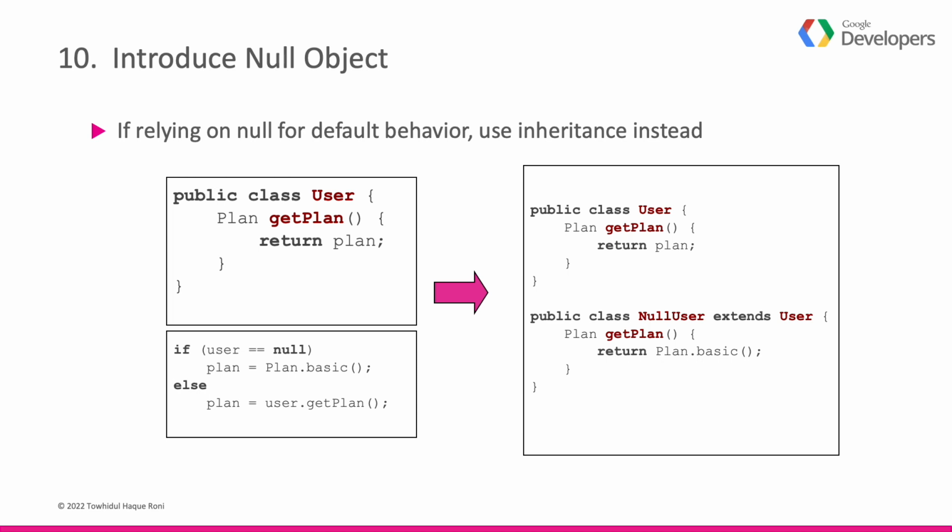To avoid using null for default behavior, we create a null user class that inherits from the user. In this refactoring, the null user class is introduced. When a null check is required, an instance of null user can be used instead of a null reference. By utilizing inheritance, you ensure that the default behavior, which means plan.basic, is encapsulated within the null user class, eliminating the need for explicit null checks.